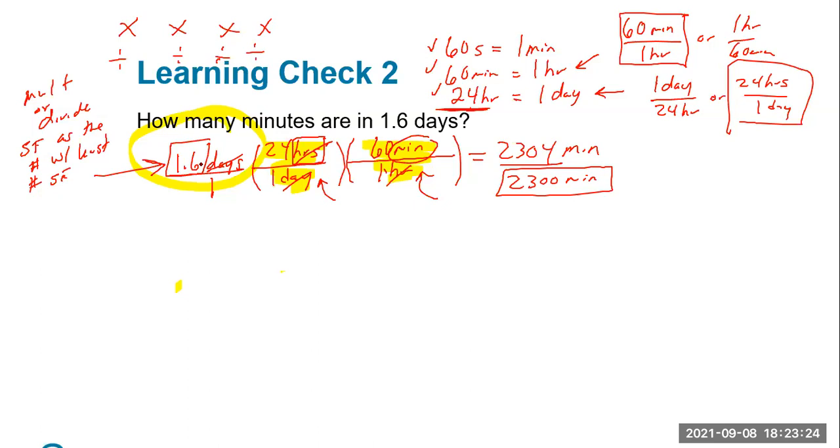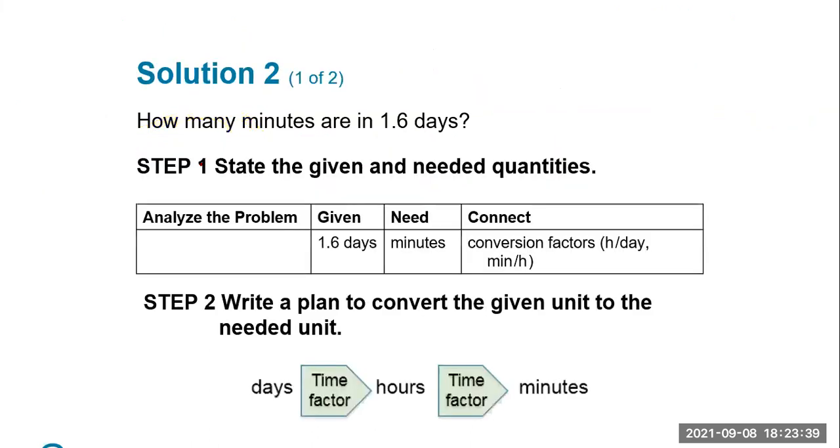And again, because the 24 hours in a day and the 60 minutes in an hour are considered exact numbers, we would default back to that 1.6 as being two significant figures. Other questions? Yeah, I have a question.